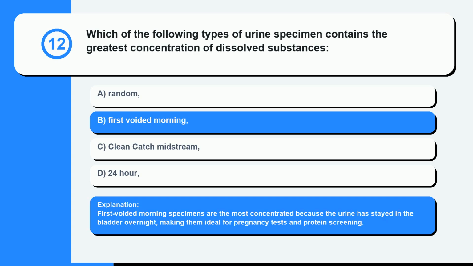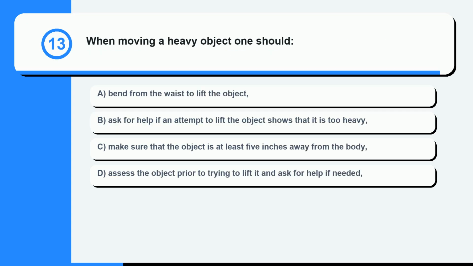Question 12. Which of the following types of urine specimen contains the greatest concentration of dissolved substances? A. Random. B. First voided morning. C. Clean catch midstream. Or D. 24-hour. The correct answer is B. First voided morning. First voided morning specimens are the most concentrated because the urine has stayed in the bladder overnight, making them ideal for pregnancy tests and protein screening.